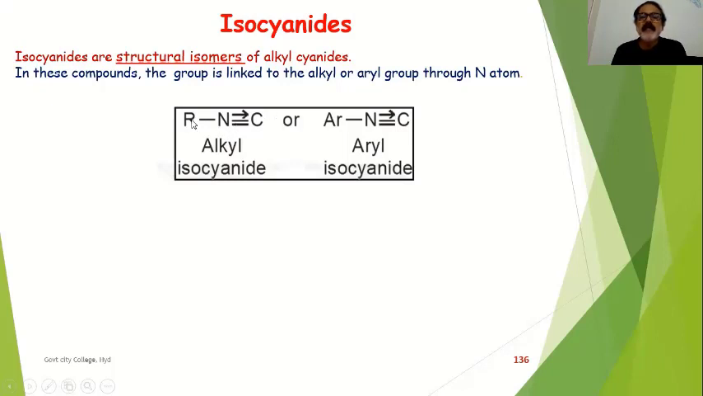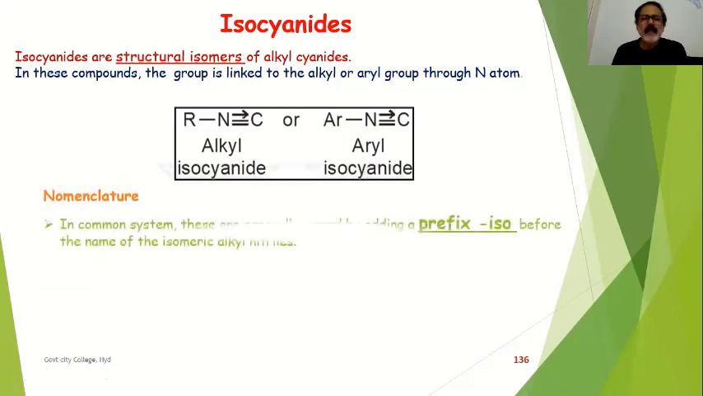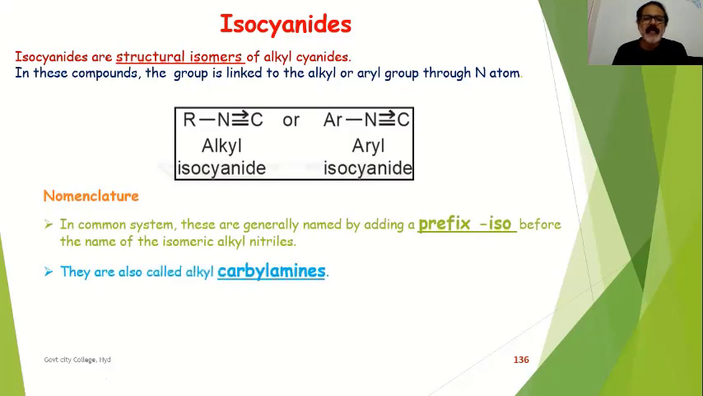In cyanide, the alkyl group is attached to carbon. When it comes to isocyanide, the alkyl group is linked to nitrogen, and you will have NC. So CN is cyanide, NC is isocyanide. You try to remember like this is isocyanide, and when the aryl group is there, we will call it aryl isocyanide. The nomenclature is very similar, only the prefix we will use is iso. Instead of saying cyanides, we will say isocyanides.